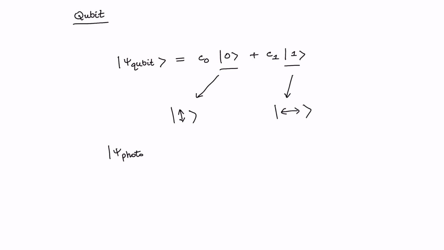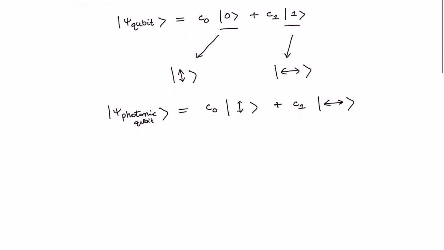So if I consider a photonic qubit, then the quantum state would be of this type: C0 is the coefficient associated with finding the photon in the vertically polarized state. |C0|^2 will give you that probability, and C1 is the amplitude coefficient associated with the horizontally polarized photon. So this is one setting where we can have photons as our qubit.